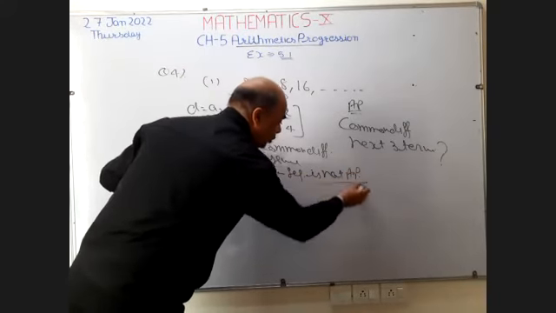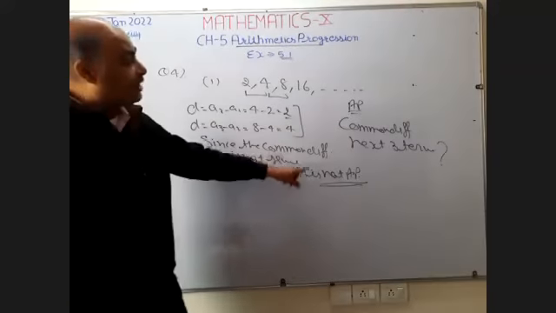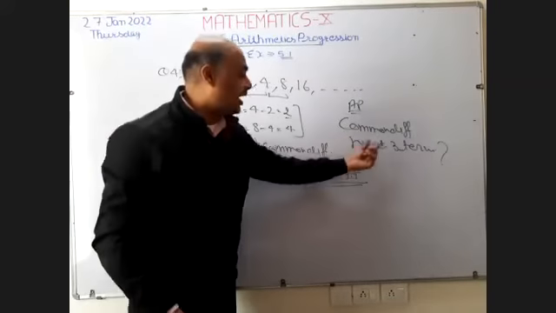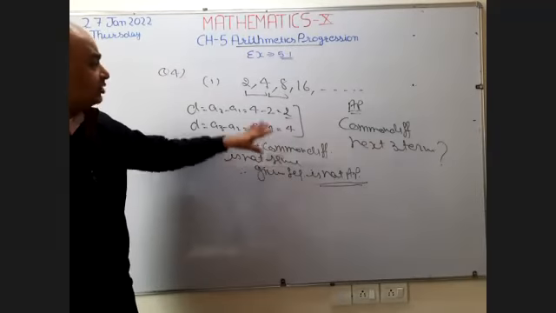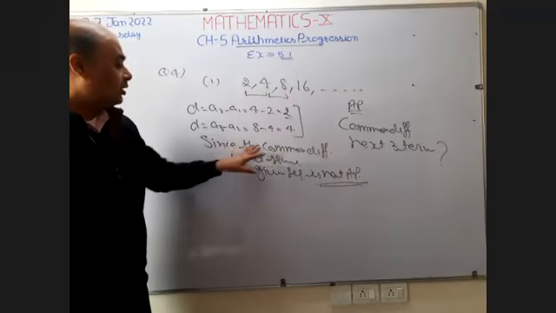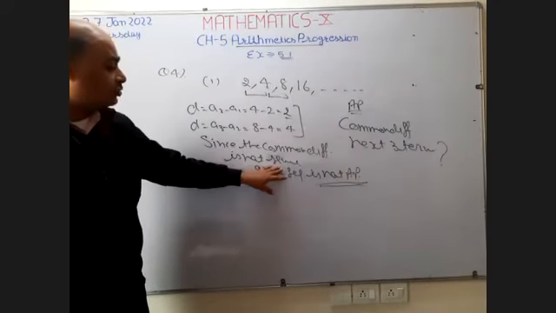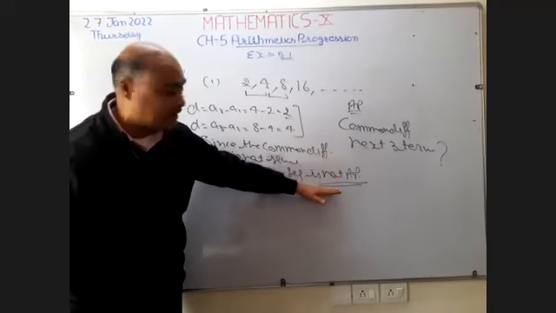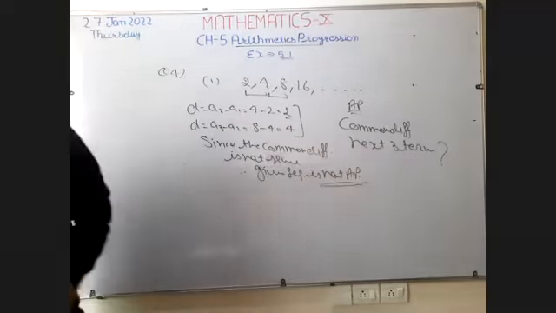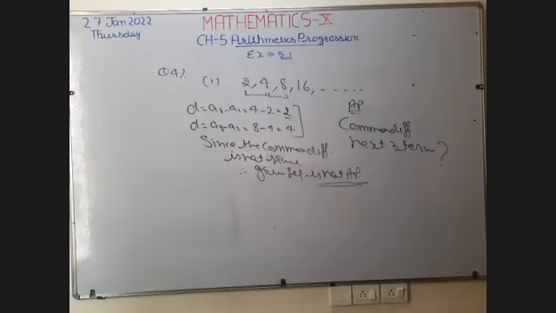So your question is going to be over. If it is an AP, then we have to check what is the common difference, then the next 3 terms. If it is not AP, your question is over. So write, since the given sequence does not have same common difference, it means not in AP. In the case of not AP, your question is over here. Okay, beta? I hope it is clear to everyone.